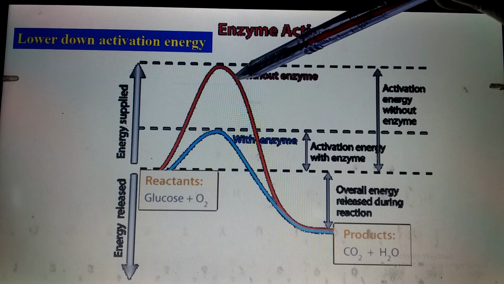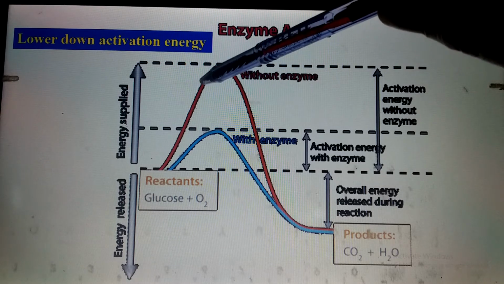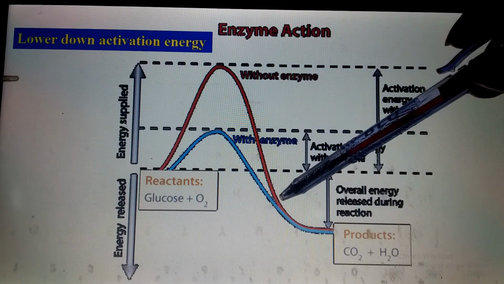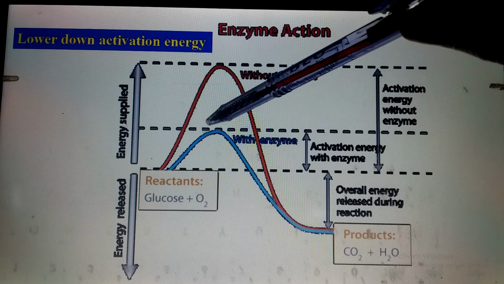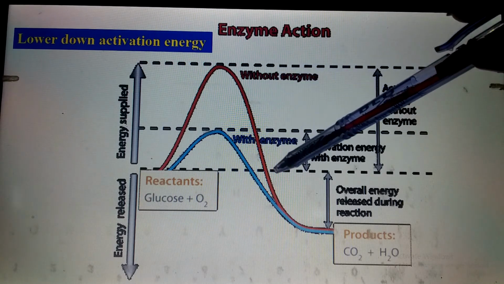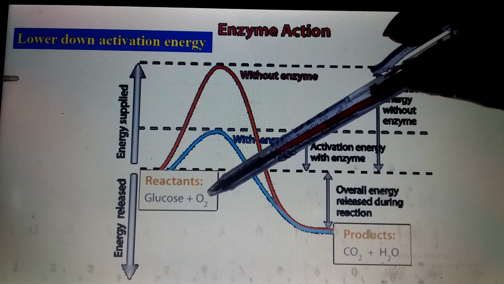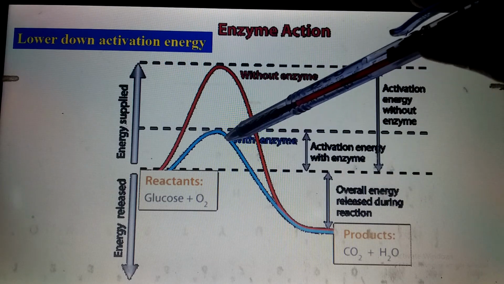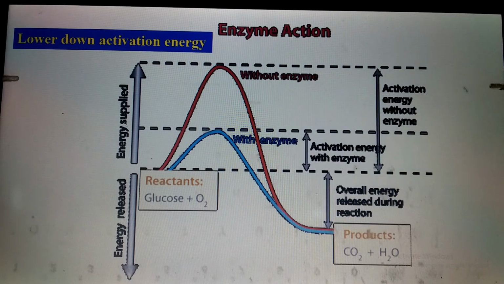If there is no enzyme, what will happen? The reaction will be slowed down, and when there is an enzyme, then reactants are easily converted into the product, because the enzymes are responsible to speed up the biochemical reaction. Is it clear? So the most important function is to lower down the activation energy, because all the biochemical reactions are carried out by lowering down the activation energy. Okay.